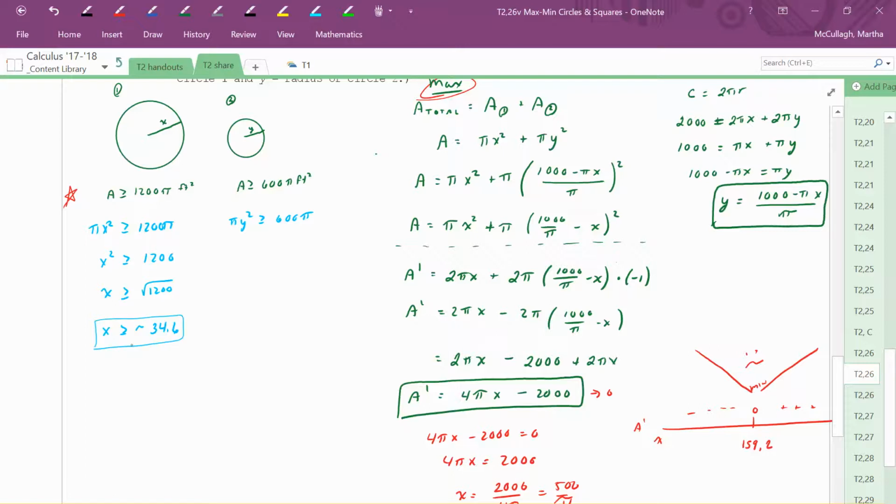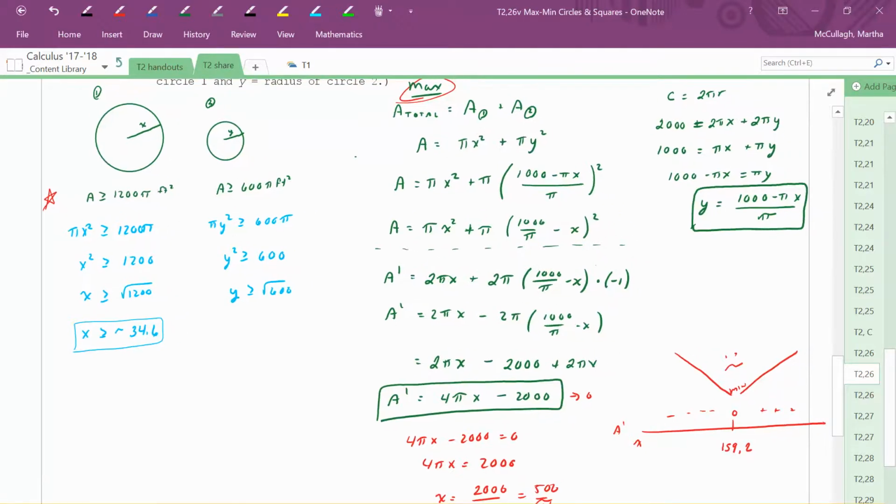If I solve this for y, though, pi y squared is greater than or equal to 600 pi, so y squared is greater than or equal to 600, and y is greater than or equal to the square root of 600. Well, we don't have this in terms of y. We've got it in terms of x. So instead of finding out what the restriction is on y, let's come back over to our substitution equation, plug that in here, and find out what that is going to mean for x.